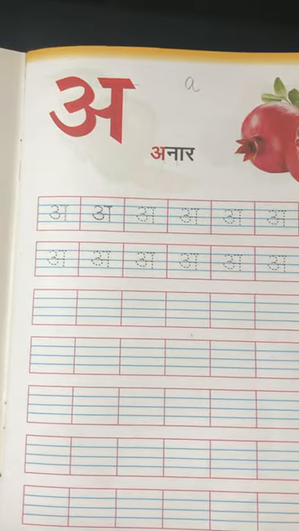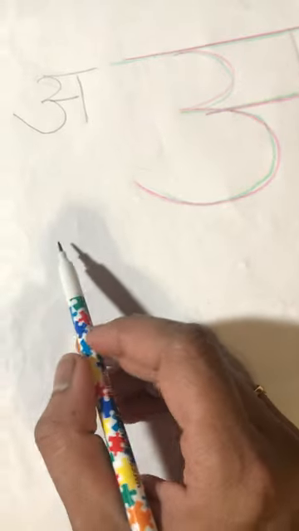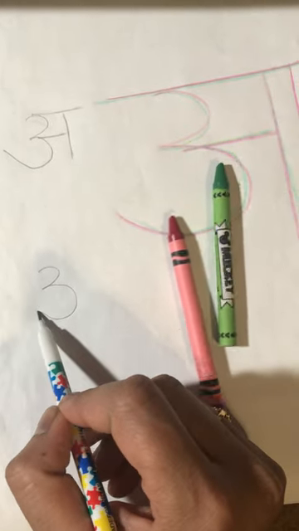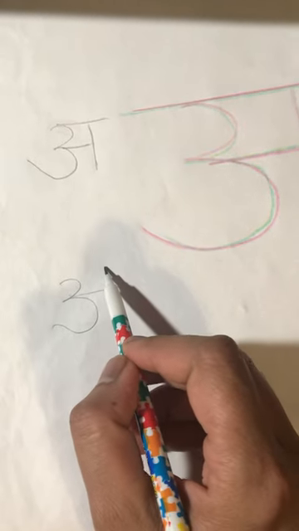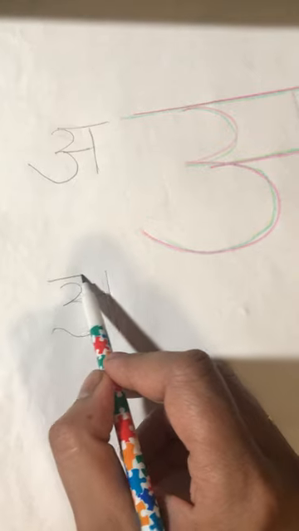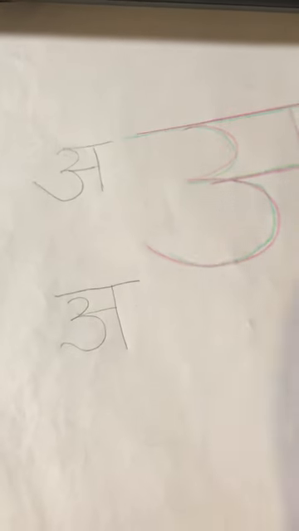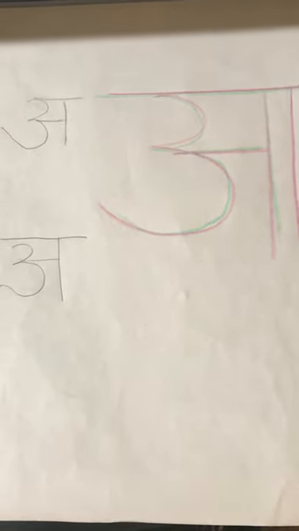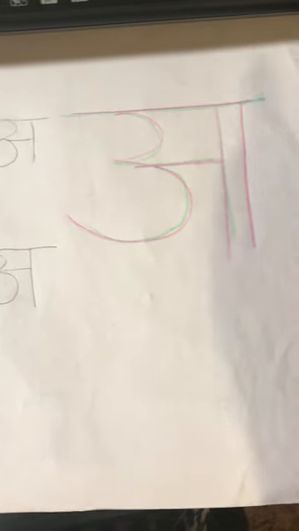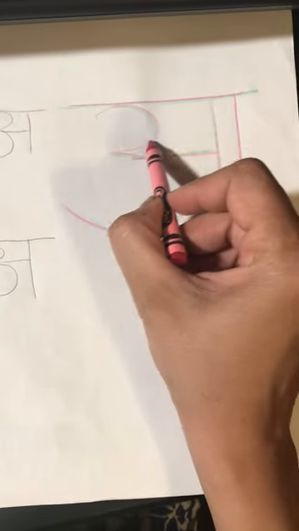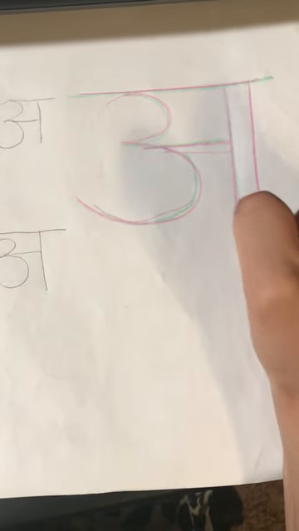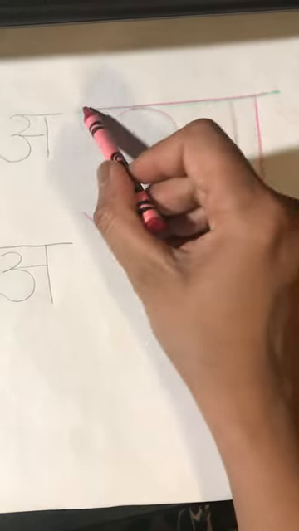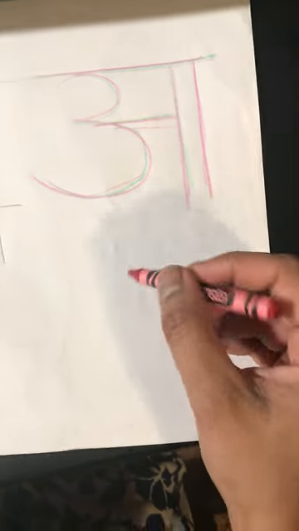And you know how to write it like this. First we make a 3 and then a little horizontal line and vertical line and then one line over it. So for the parents, you can let the kids trace the letters like this. They can trace with their favorite colors, maybe in all the rainbow colors.